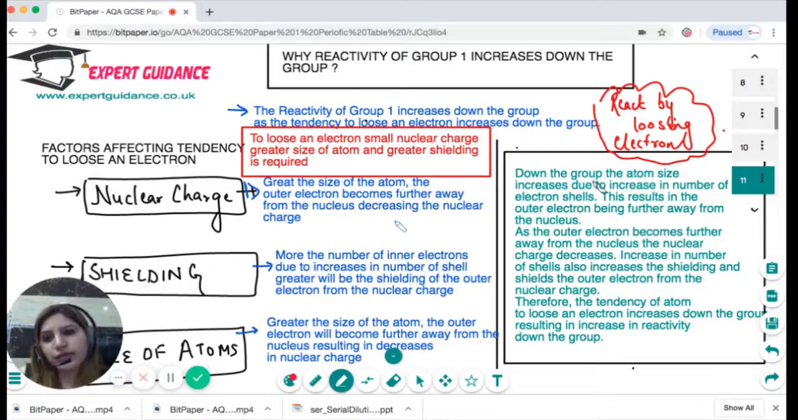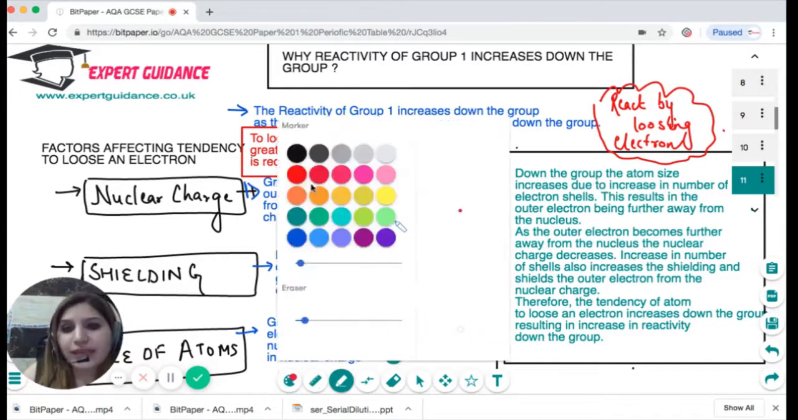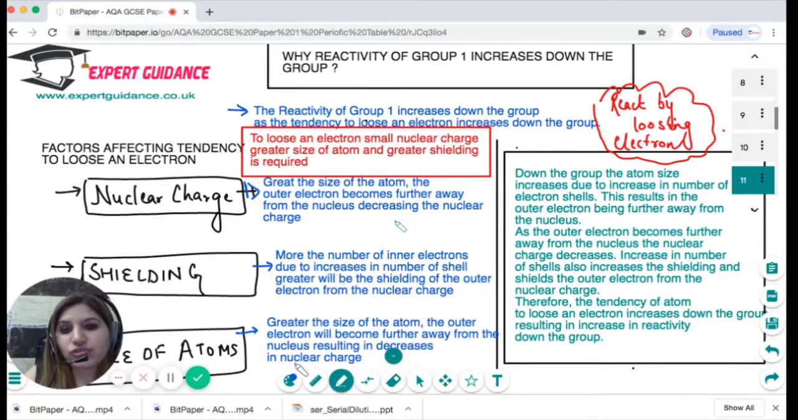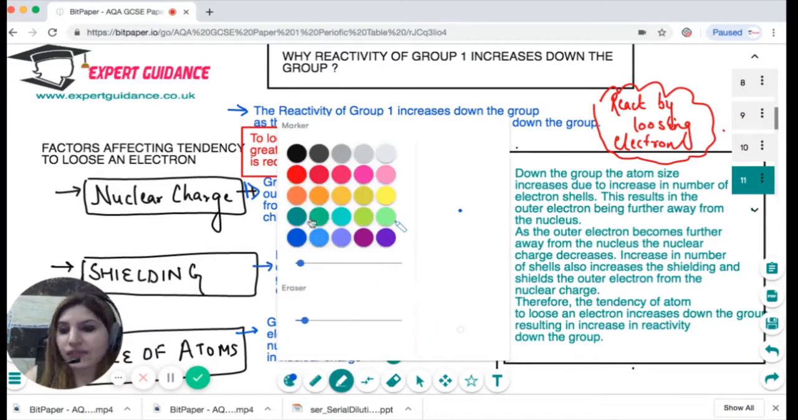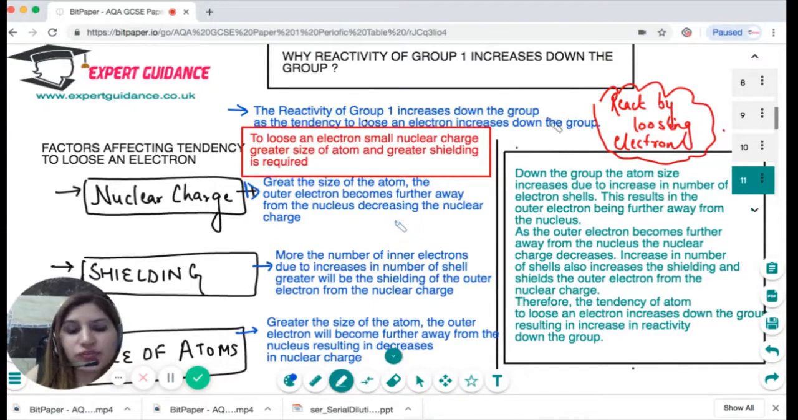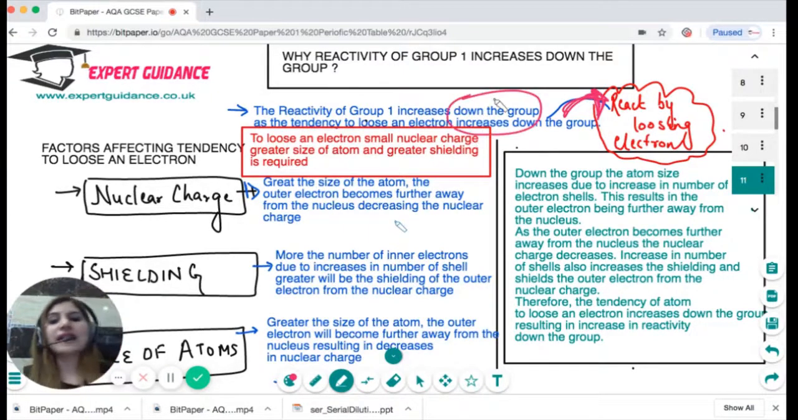Okay, so I hope the physical properties, the chemical properties, and the electronic configuration of group 1 is clear to you. Now comes a very important question. Why does the reactivity of group 1 increase down the group? Okay, now, in order to explain that, if any question comes in, you need to first explain that alkali metals react by losing an electron, and the tendency to lose the electron increases down the group, therefore they become more reactive.